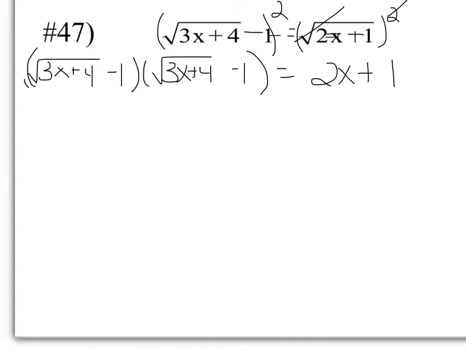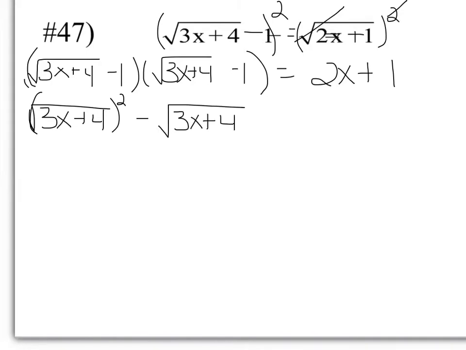Okay, we're going to have to FOIL or double distribute the left side. So the first thing is going to be the square root of 3x plus 4 squared, minus the square root of 3x plus 4, you don't need the 1, minus the square root of 3x plus 4, plus 1 equals 2x plus 1.